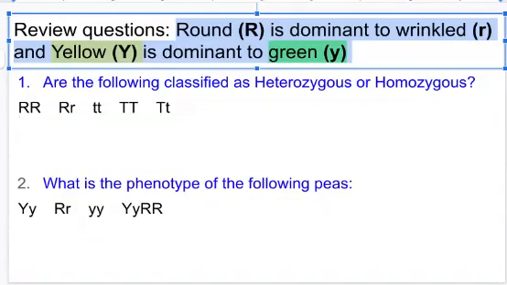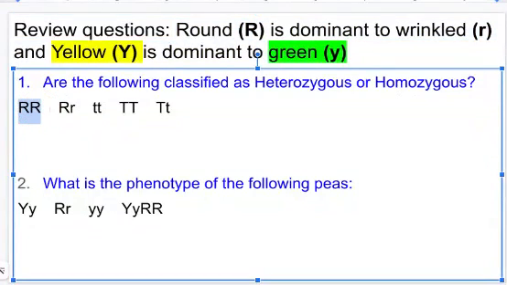So we have an uppercase R. Is it heterozygous or homozygous? Well, they're both the same. So this is homozygous, but it's also homozygous dominant because they're both the dominant alleles. This one here, we have an uppercase and a lowercase, so round and wrinkled. This one has 2 different ones, so it's heterozygous. This one here is the 2 same, so they are homozygous, homozygous recessive because they are the recessive allele.